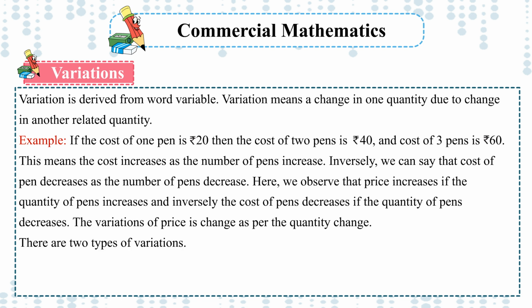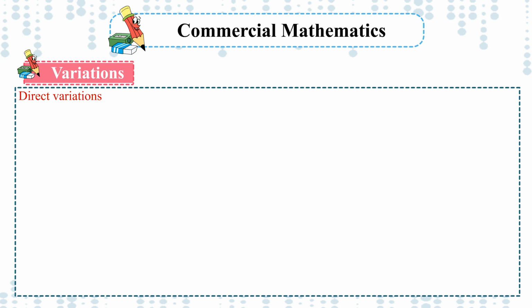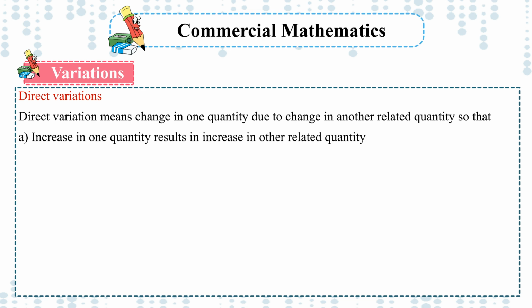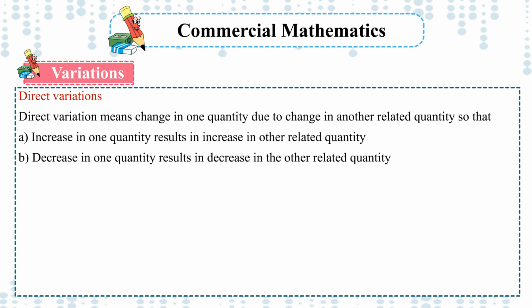The variation of price changes as per the quantity change. There are two types of variations. A. Direct variations. B. Inverse variations. Direct variation means change in one quantity due to change in another related quantity, so that A. Increase in one quantity results in increase in the other related quantity. B. Decrease in one quantity results in decrease in the other related quantity.